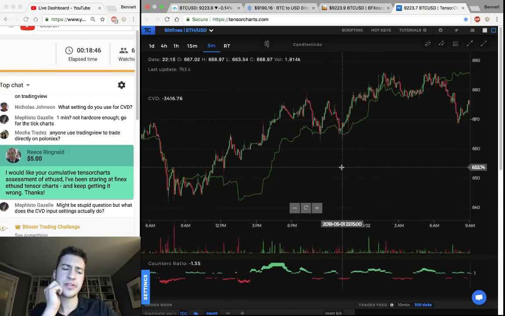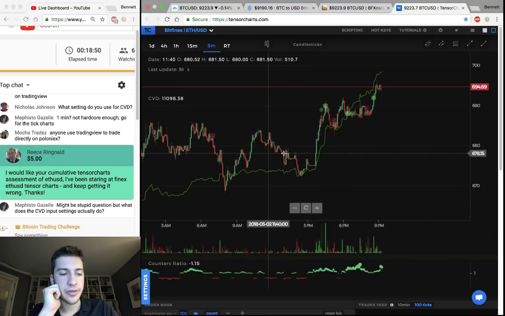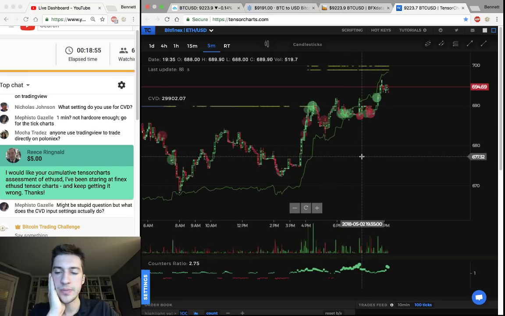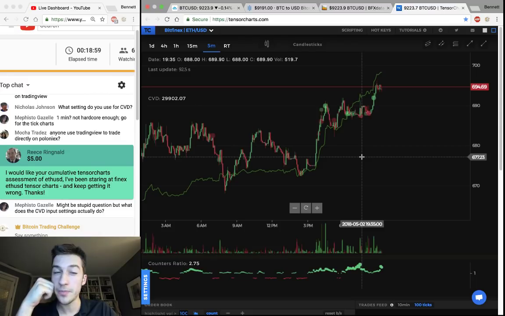So, to finally answer your question, I think it's not your fault that you've been staring at Finex FUSD tensor charts and keep getting it wrong, because it doesn't really look like it's been behaving too well. And the reason why you might wonder is, okay, so why does CVD not work as well on this coin but works well on the others?